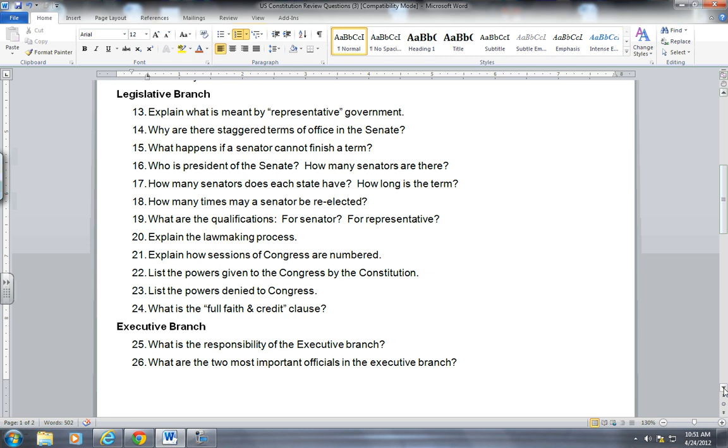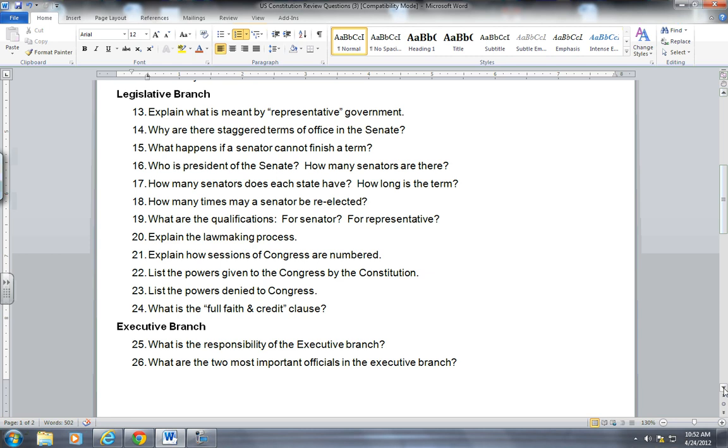21, sessions in Congress are numbered. Each time the House begins anew, which is every 2 years, Congress gets a new number. In January of 2011, Congress began the 112th Congress. In January of 2013, the 113th Congress will begin.